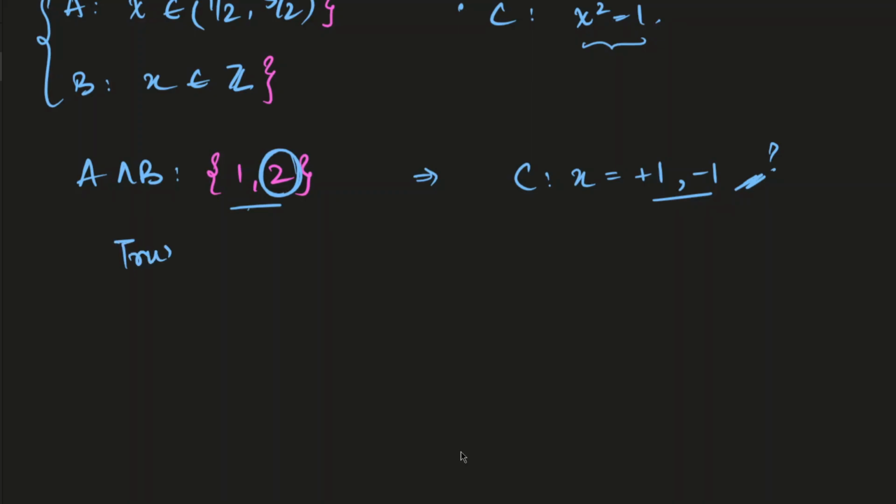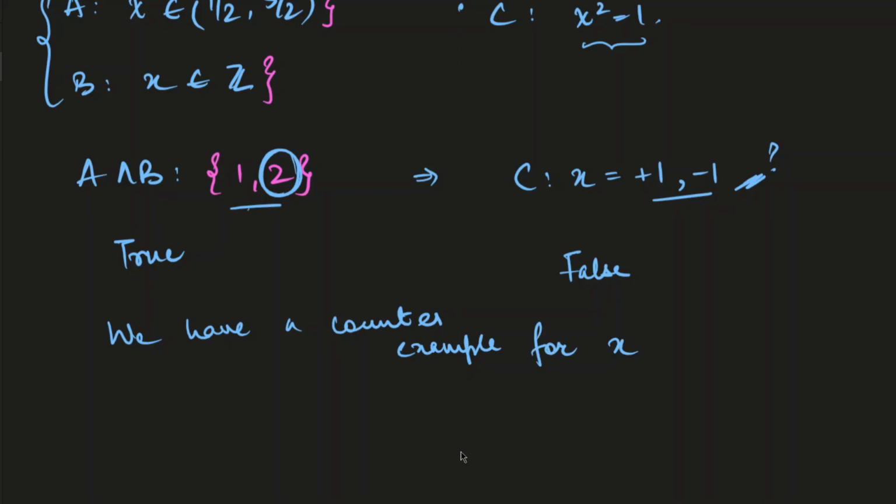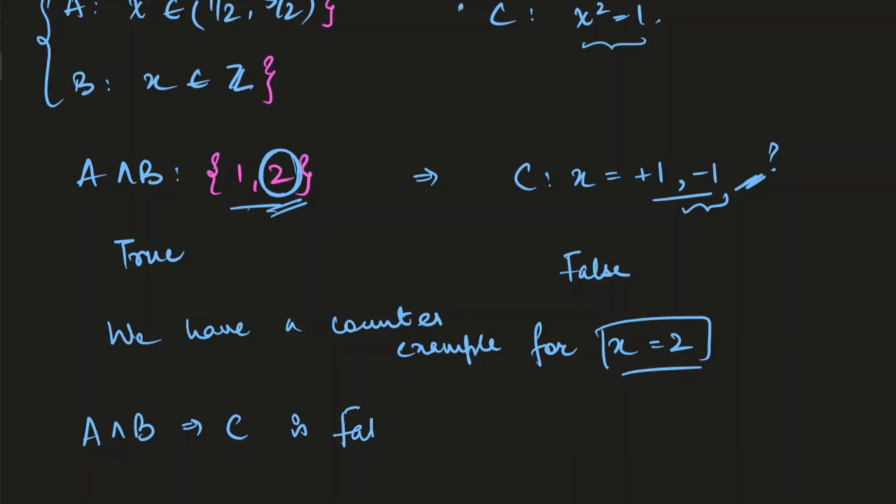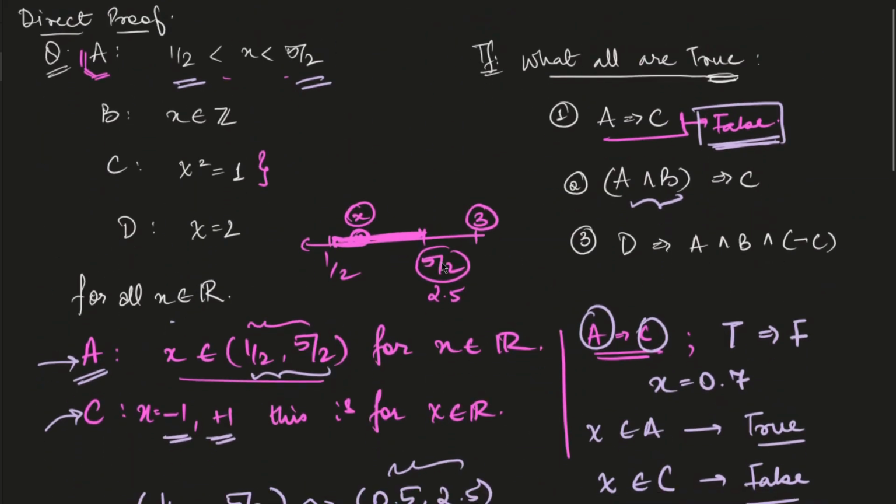So the hypothesis of the implication will be true, and that will imply something which is false. So we have a counterexample for x equal 2. Because 2 belongs to this set and does not belong here, we can easily say that A and B implies C is false. Perfect. So we have this thing as false as well.